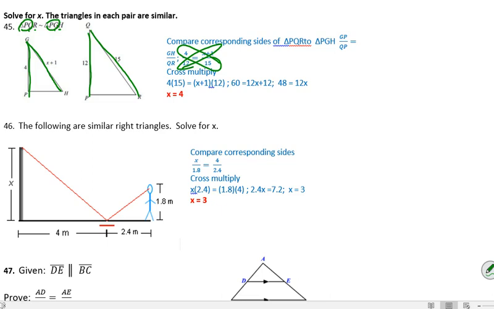46 says the following are similar right triangles. Solve for x. It says they're similar, so these are both right triangles, so we can do that for sure. We can even do this because it says they are similar, so the angles are all congruent, right? So we've got a height and a height, so that's x over 1.8, and then we've got a base over a base, which would be 4 over 24. Once again, we're going to cross multiply to solve these.